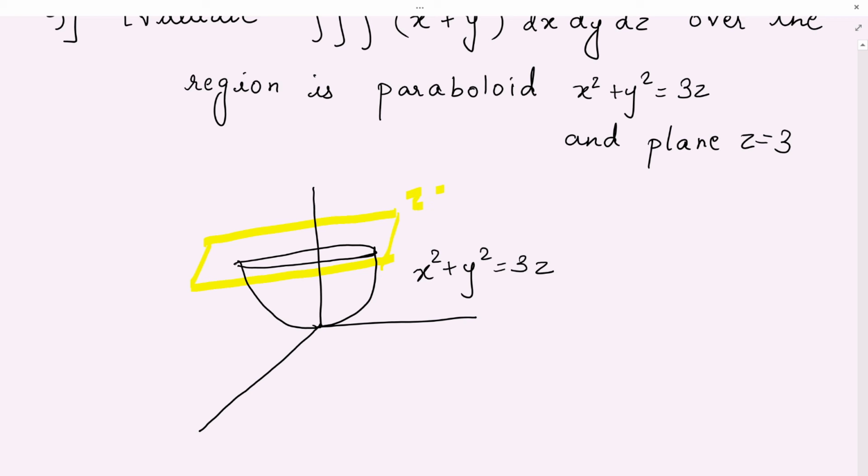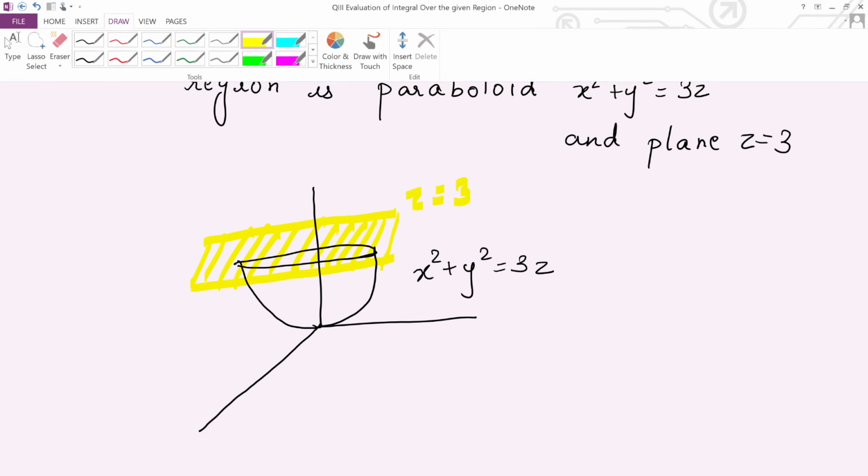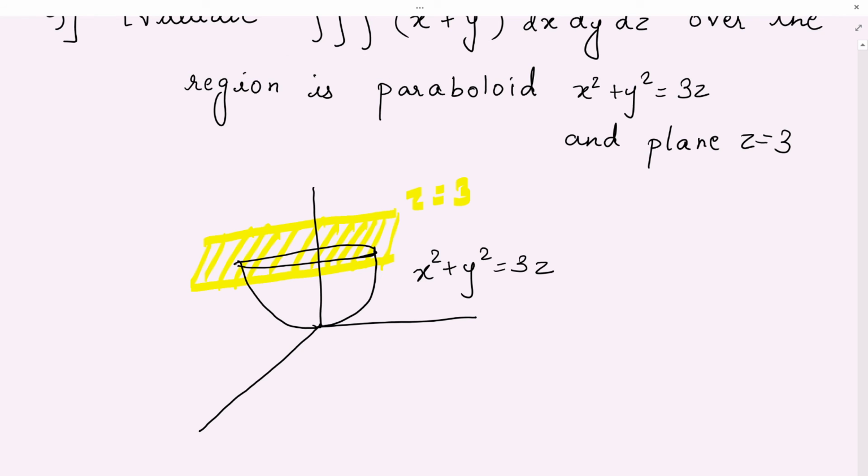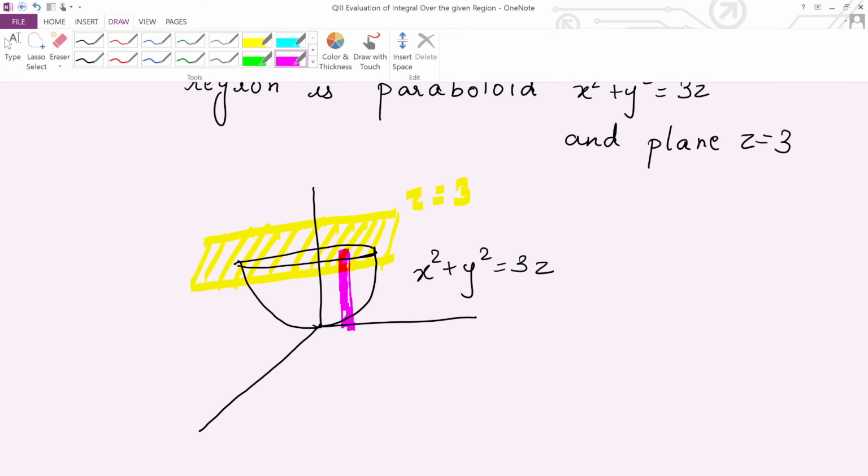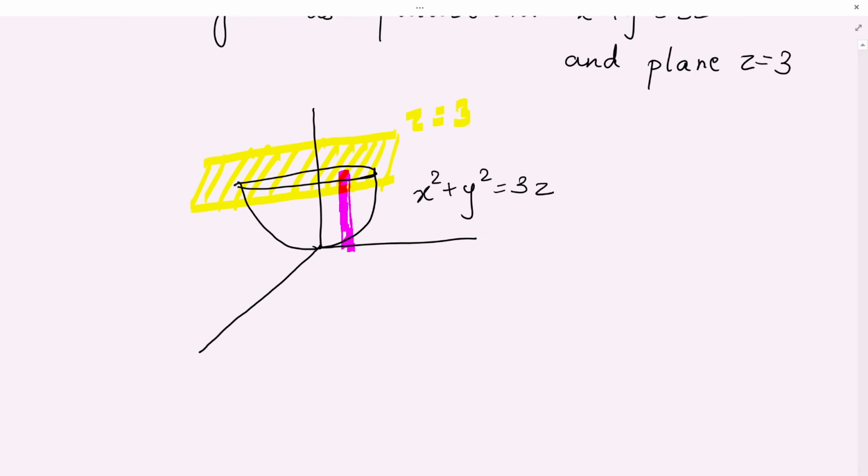This is z is equal to 3. Okay, then you take this plane. So you have to touch this and then this, this way, something like that. So even if you don't draw the diagram, if you cannot, that's okay, perfectly fine.